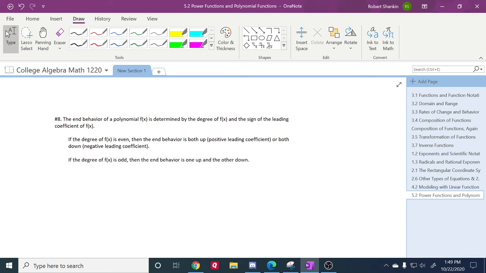And if the degree of f of x is even, then the end behavior is both up or both down. It's both up if you have a positive leading coefficient, and it's both down if you have a negative leading coefficient. If the degree of f of x is odd, then the end behavior is one up and one down. The natural situation is up on the right, down on the left, but it gets reversed if there's a negative leading coefficient.